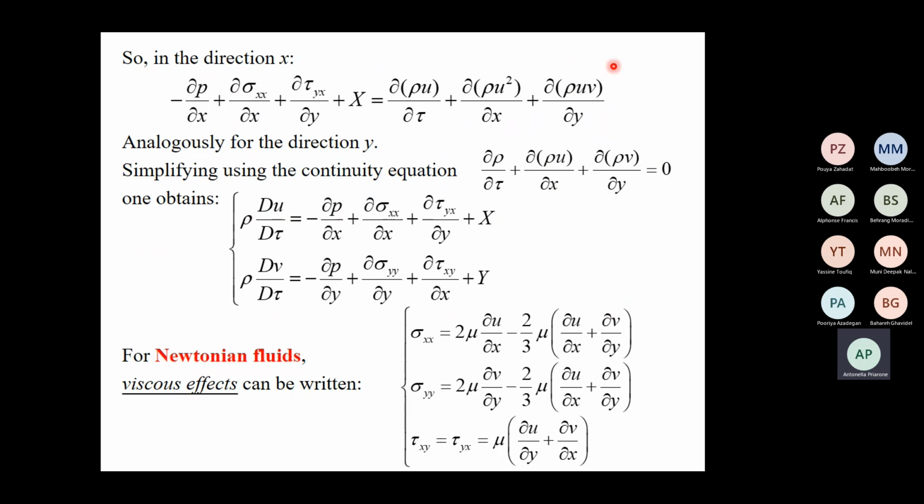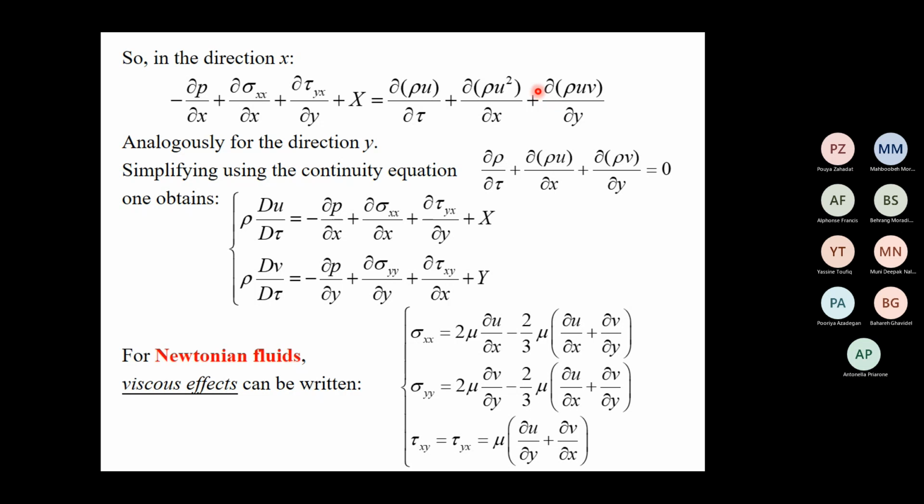And so I combine together all the expressions and I write the momentum equation for the direction x. Here I have the body force, the surface forces, the variation of momentum content in time, and the outlet minus inlet flow of momentum. Similarly for the direction y.